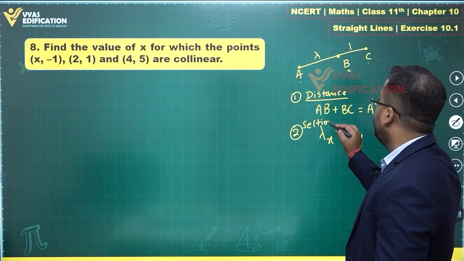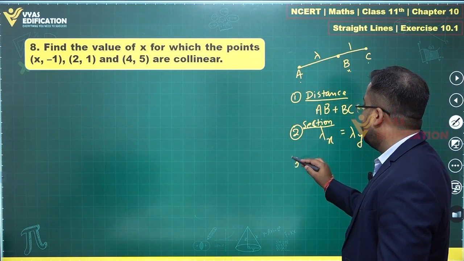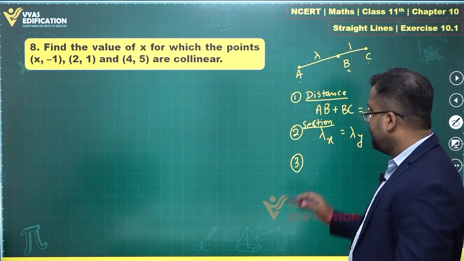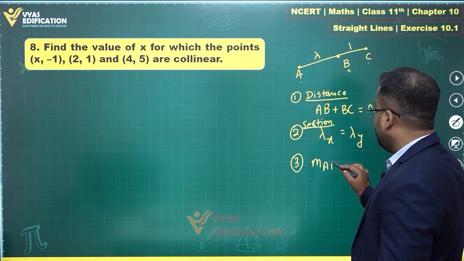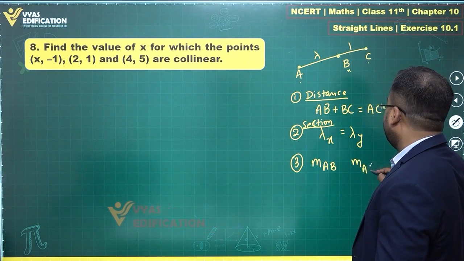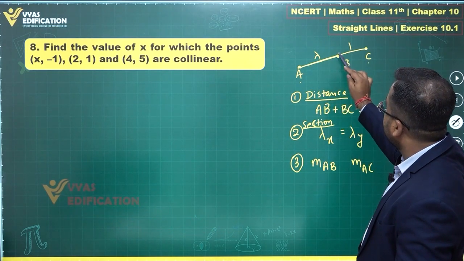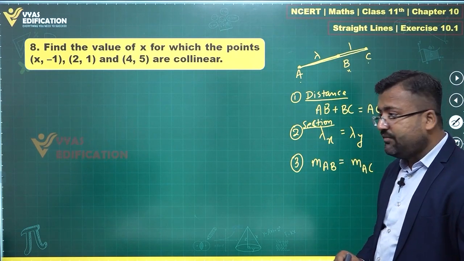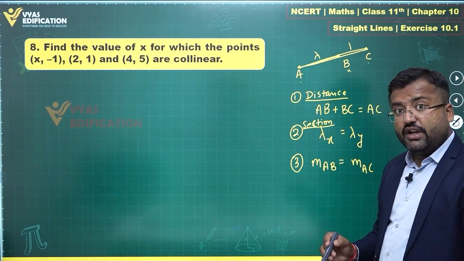Okay, what else? Third approach could be directly using the concepts of slope. So m of AB and m of AC. Can you observe that the slope of AB and slope of AC, if they are same, then you can say that the points are collinear.